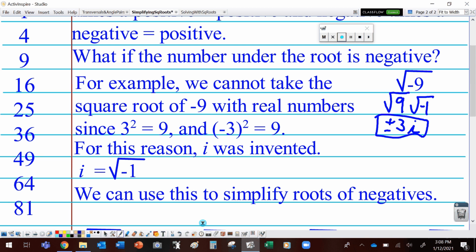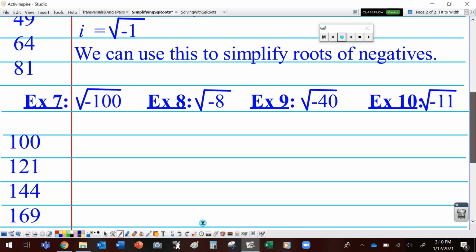Then what they started realizing is this letter i, this number, shows up in a lot of different calculations. It showed up first in physics, and then they started seeing it involved with a lot of electricity type of equations. So it's not just something that they made up and then forgot about. It's actually something that can be very, very useful for a lot of different fields. Now, we can use this for our purposes. Let's keep it simple. We can use this to simplify the square roots of negatives.